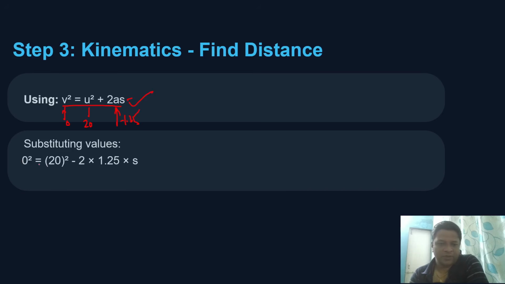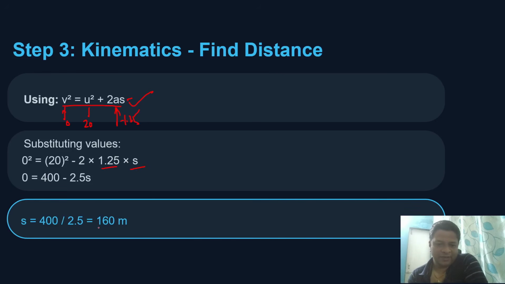So we'll put the values: 0 equals 20 squared minus 2 into 1.25 into displacement. So here the displacement value we'll get is 160 meters. So the block will travel a 160-meter distance before coming to rest. So this will be your final answer.